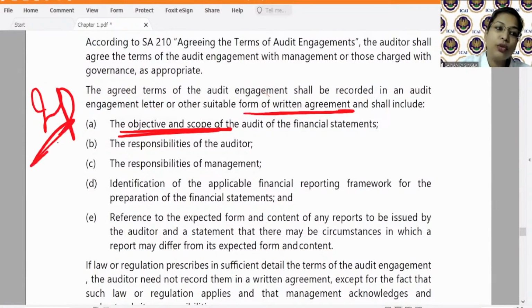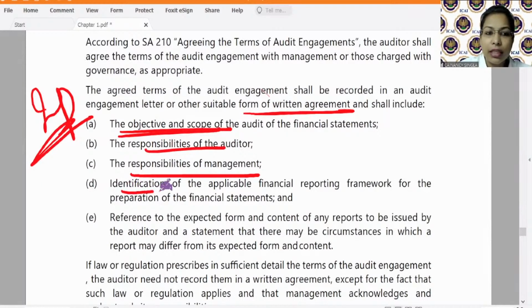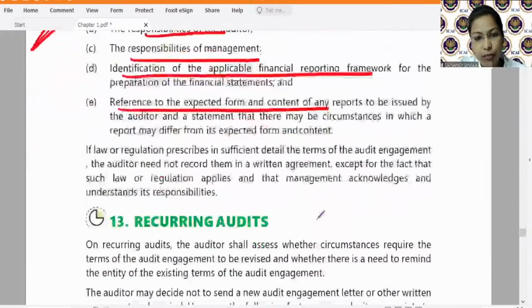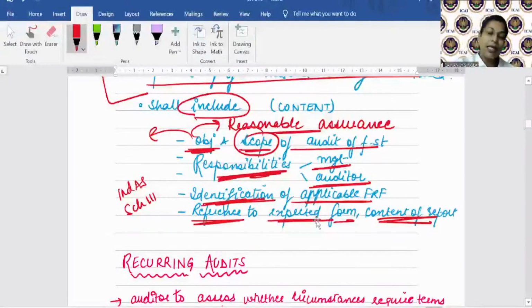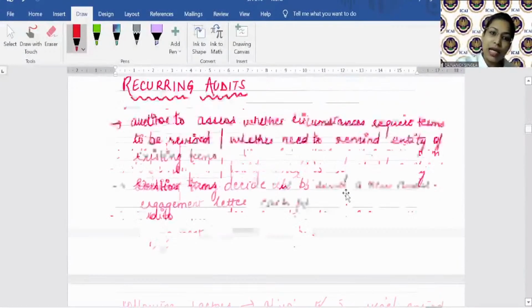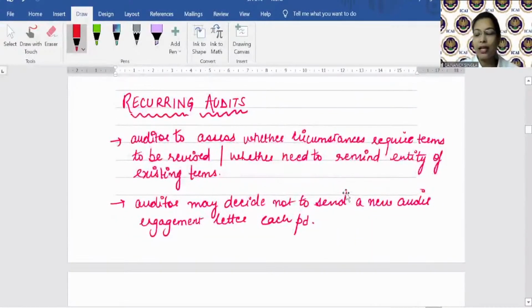इंपॉर्टेंट है ना, वैसे तो entire SA 210 is important, but straightforward question आ सकता है. Responsibilities of auditor, responsibilities of management, identification of FRF, expected form and content of any report. ठीक है, क्लियर. Now recurring audit. रेकरिंग ऑडिट क्या है? That you are the auditor last year and now it is occurring again, that is you are the auditor this year also.